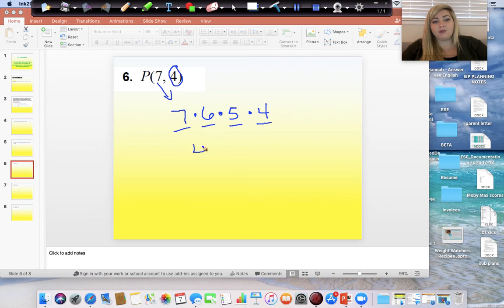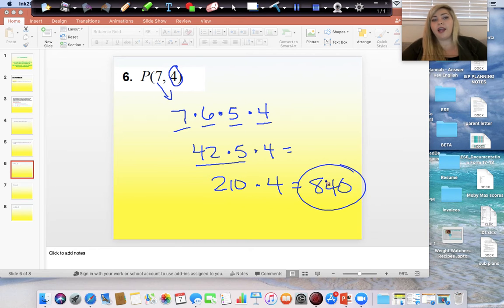7 times 6 is 42. Then we can do 42 times 5, and then multiply that times 4. So 42 times 5 gives us 210. And 210 times 4 gives us 840. So there are 840 options for this permutation.